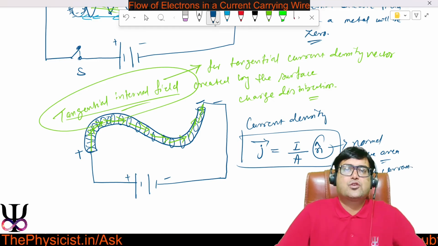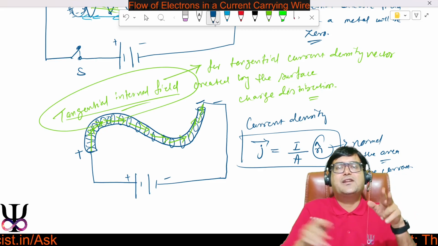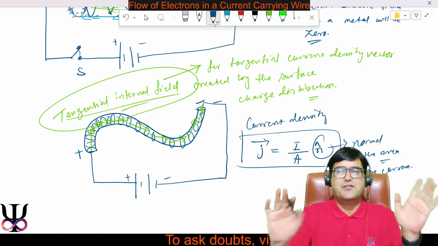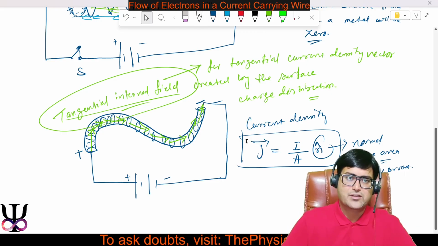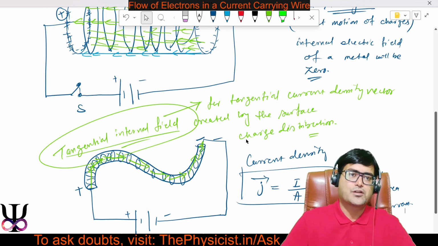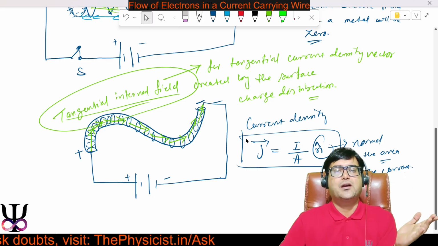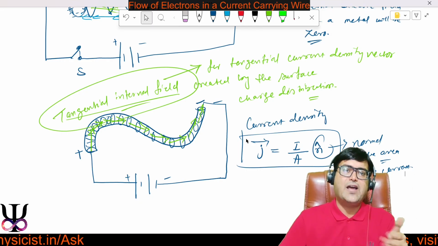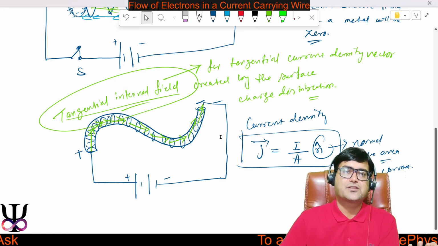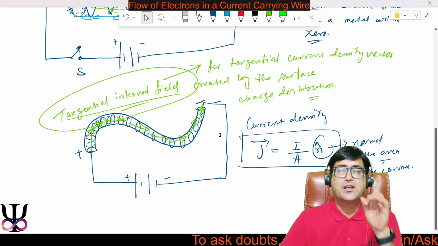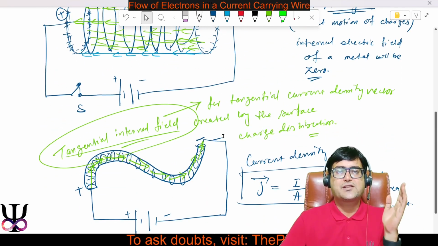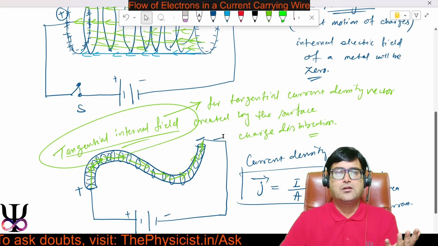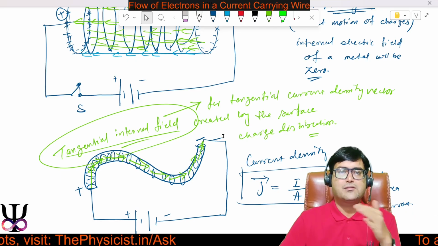Simple. So this tangential internal field is responsible for the tangential current density vector, which is created by the surface charge distribution. So far, so good. Now you've understood why, by changing the orientation or the shape of a wire, we don't actually make a difference to the current that the wire carries. But understand here, the charges flow inside a wire, inside the volume of a wire, right?